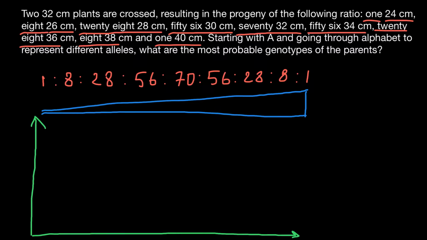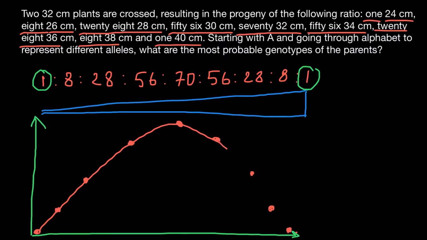So this is going to be one extreme phenotype, this is going to be another extreme phenotype, and this is going to be the smallest, which is 24 centimeters. We have only one such plant, so our first dot is going to be somewhere here, and our last would also have the lowest frequency of 1, so the dot is going to be here. Next we represent 8, so probably the dot would be somewhere here, and then 28, so probably somewhere here, then 56 somewhere here, 70, 56, 28, and 8. So here's our graph. It has to be symmetrical, but in my case it is not very symmetrical, though it has to be.